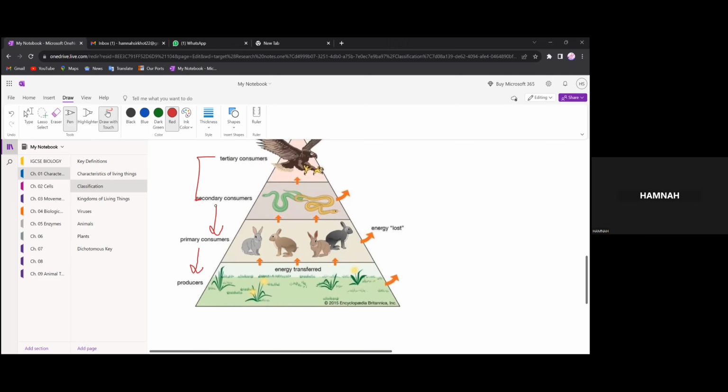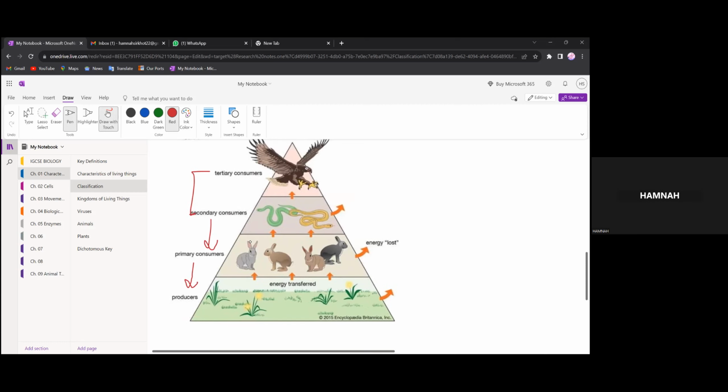But okay, logically, these secondary consumers are eating animals, like these rabbits, right? These rabbits are also animals. A tertiary consumer is also eating, like, snakes, and these are also animals. So how would you differentiate if you're given an eagle? What if an eagle eats a rabbit? Does that make it a secondary consumer? It's tricky, right? So here's the logic behind tertiary and secondary consumers.